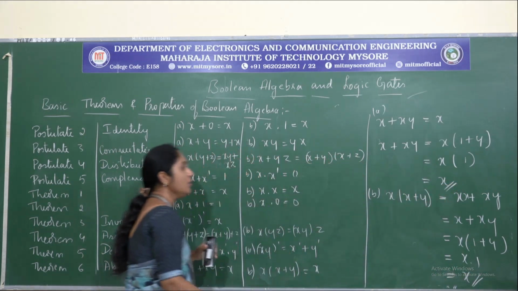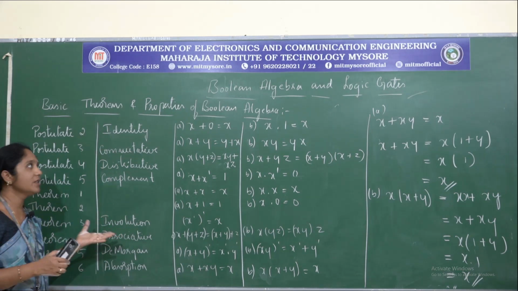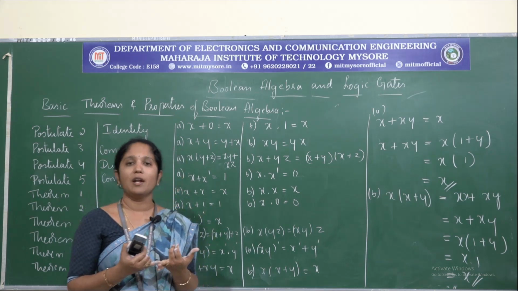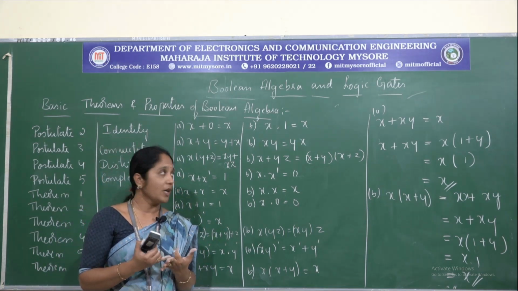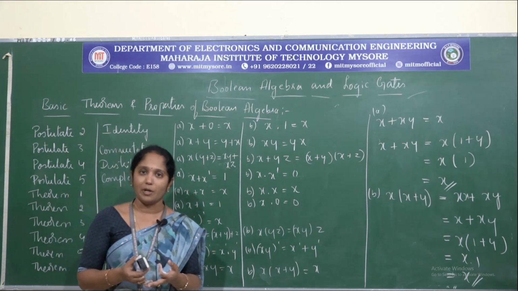So these are the proofs for the theorems we use in Boolean algebra. So this is about Boolean algebra, the postulates and theorems we use in it. In the next class we will be learning about logic gates and different logic operations.